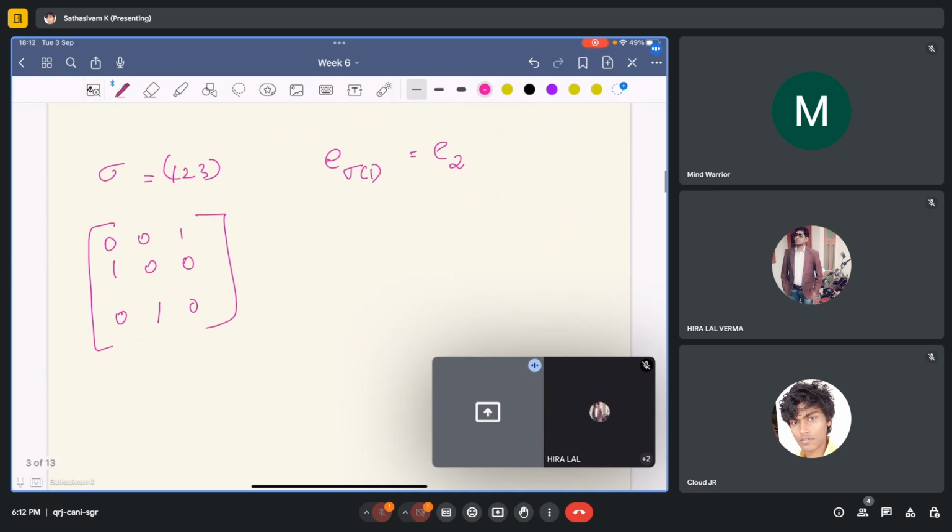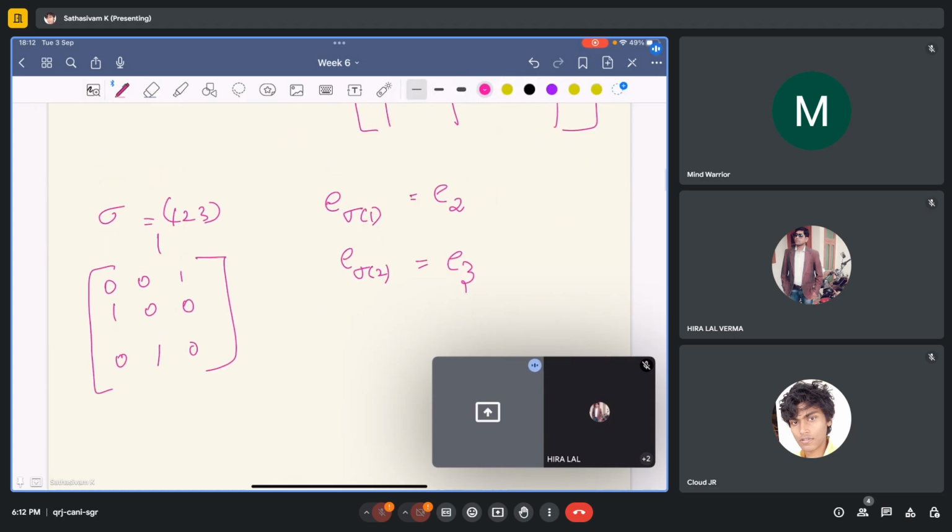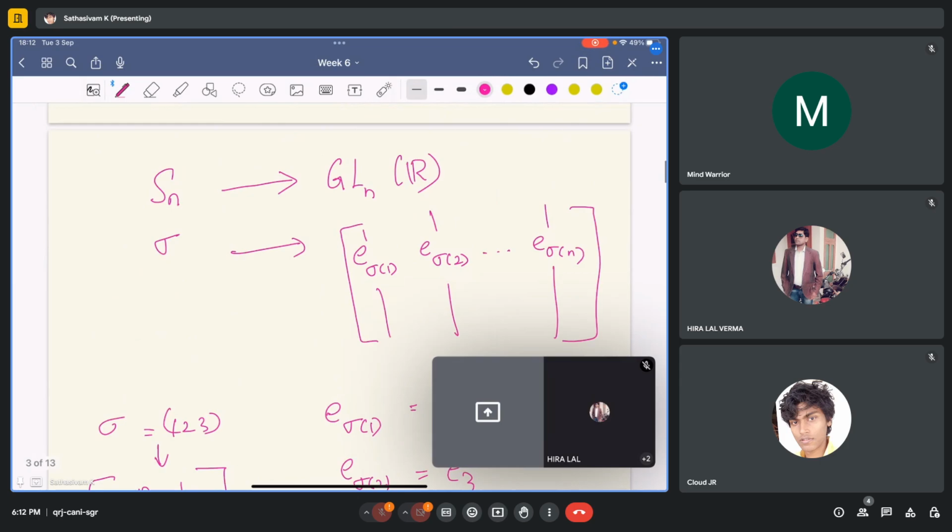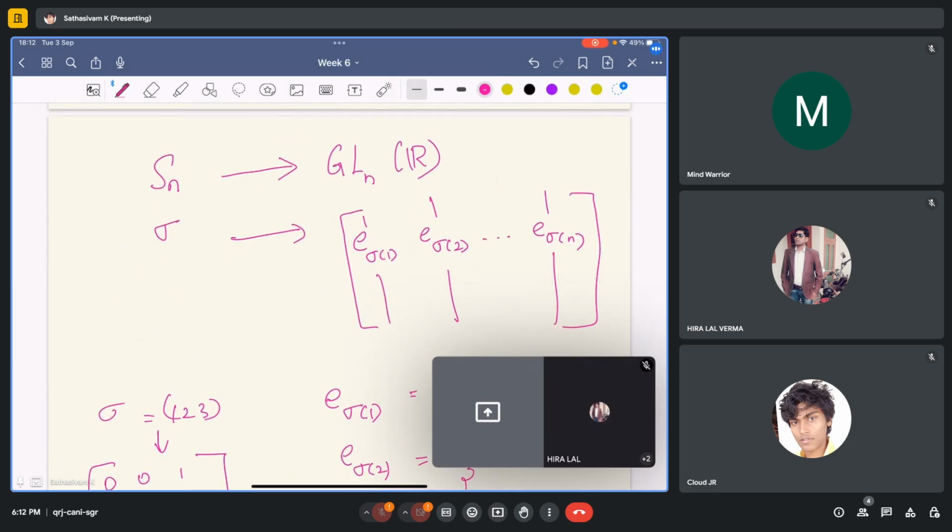You can compute here. E of sigma of 2 is what? What is the sigma of 2? Sigma of 2 maps to 3, right? So sigma of 2 is E3. So that's what I'm writing, E3 here. And you can write what is sigma of 3. Okay. So this is the matrix that corresponds to this. Okay. So here I have a matrix of this type.